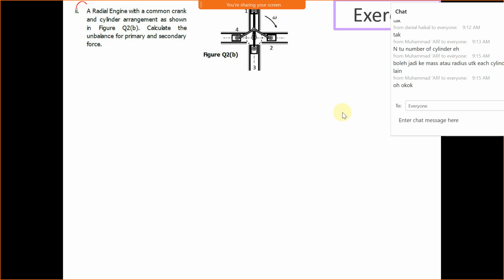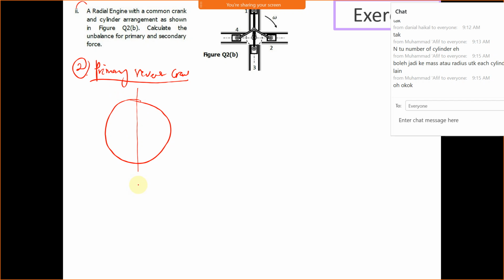Untuk number 2, we need to find primary reverse force, isn't it? So, how to find primary reverse force? Okay. This is cylinder. Kena buat dulu cylinder. So, this is cylinder number 1, cylinder number 2, number 3 and number 4. So, how to decide our primary reverse for each cylinder?